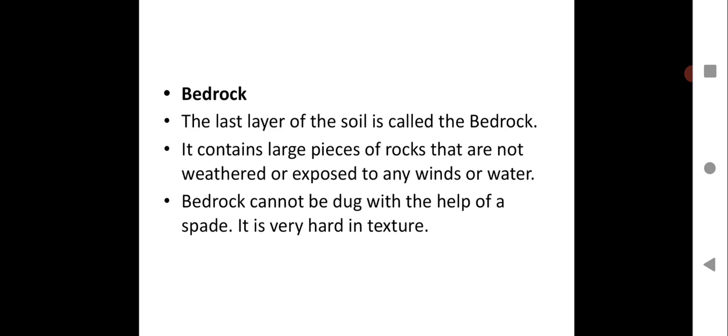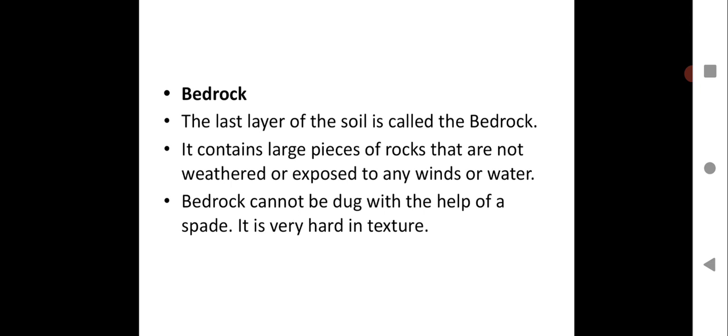Bedrock, that is the last layer which we have seen in the diagram. The last layer of the soil is called the bedrock. It contains large pieces of rocks that are not weathered or exposed to any winds or water because they are deep down in the earth. Bedrock cannot be dug with the help of a spade. It is very hard in texture. So when you are digging, it is not easy to go down so deep. Then if you manage, breaking that bedrock is again extremely difficult because of its hardness.